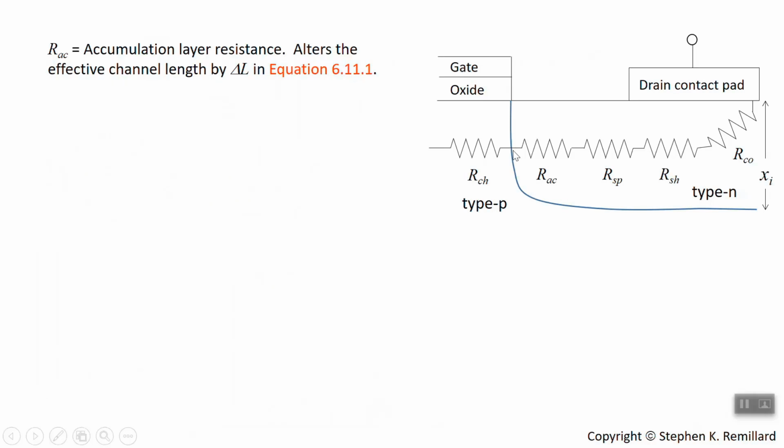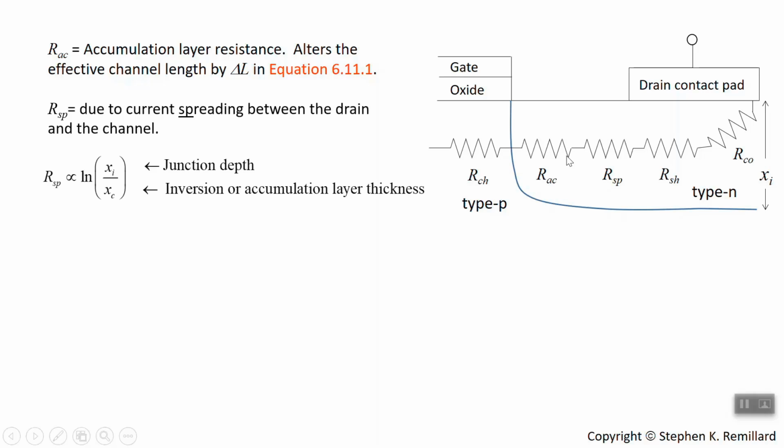Let's look at each one of these resistances. The R sub AC is the accumulation layer resistance. Now that's the resistance that will produce this delta L that you'll find in equation 6.11.1. There's R sub SP, which is due to current spreading. So current comes out of the drain and then it sort of fans out throughout the junction. It's the current spreading effect, and so you can imagine it's going to have something to do with the depth of the junction X sub j and how deep the inversion layer is, because that's over here. It has to get into the inversion layer over here. And it goes as the log of those two ratios.